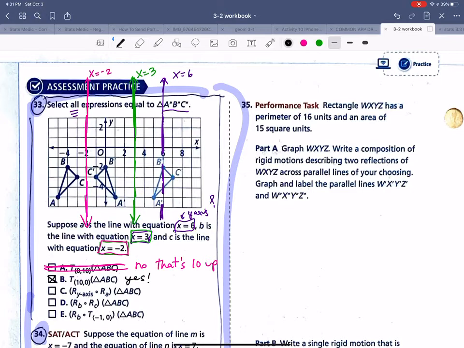All right, the next one says, what if you reflected it over the y-axis and reflected it over A?